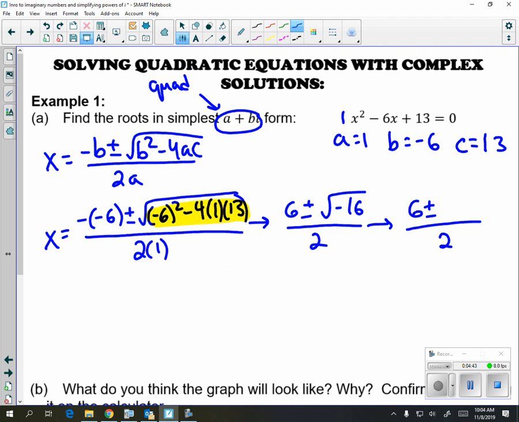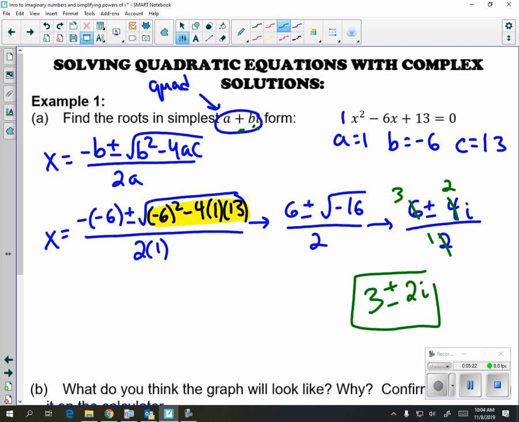The square root of 16 is 4. Because it's a -16, you include an i. All of these numbers have a 2 in common, so divide all of them by 2. And you get 3 plus or minus 2i. Please do not write the 1 underneath it. Anything divided by 1 is itself. So there you have it. And please make sure that you write the 2i last, right? In a plus bi form, the i comes last.